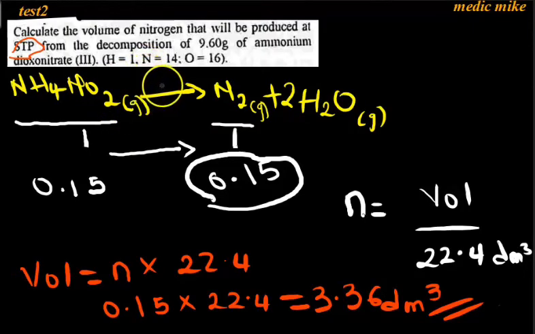We went back to our question and found out that we were asked to look for the volume at STP. And when you are looking for volume at STP, the only formula that comes to your mind is this, which is mole equals volume over 22.4 dm³ at STP. So we looked for the volume using mole times 22.4 dm³. So 0.15 times 22.4 gives us 3.36 dm³.